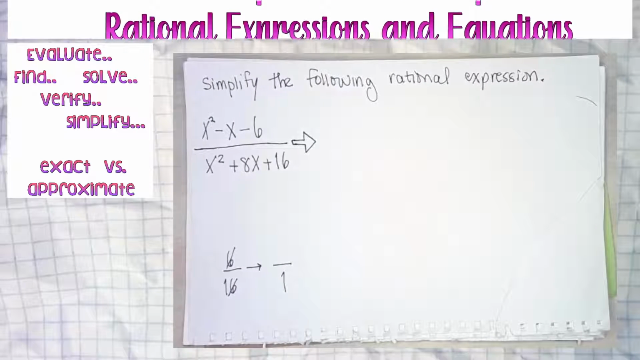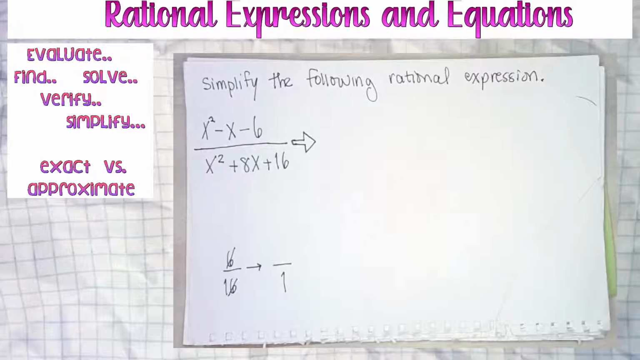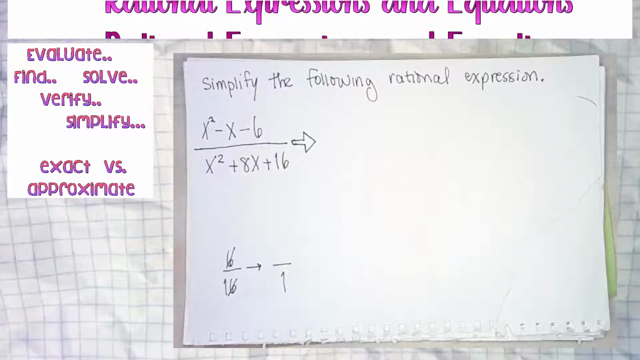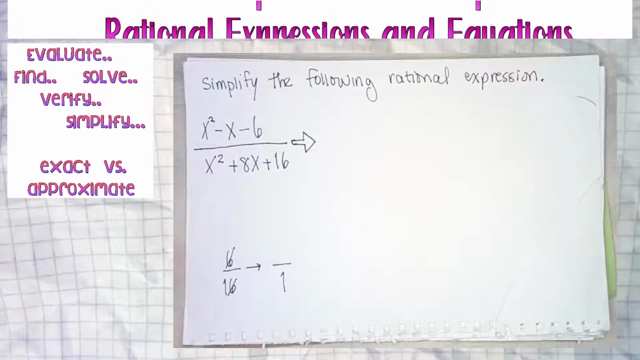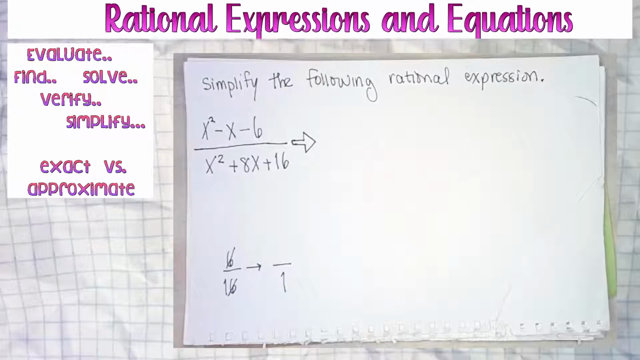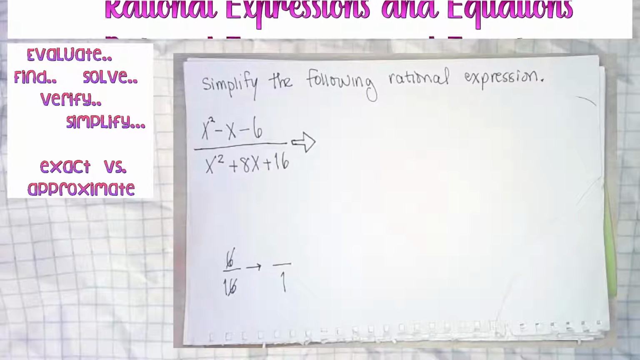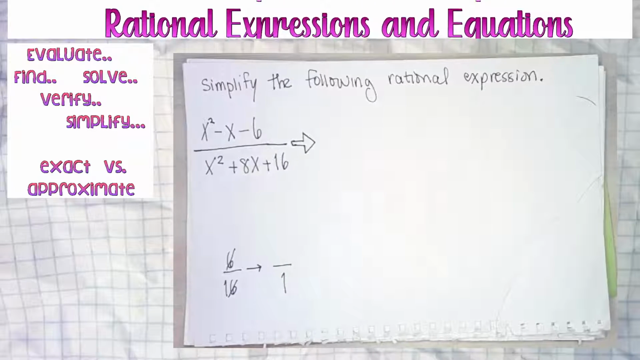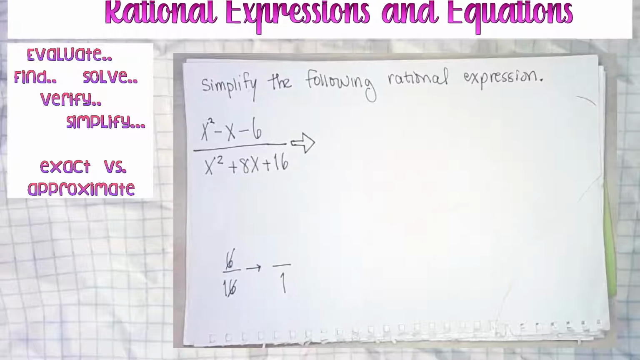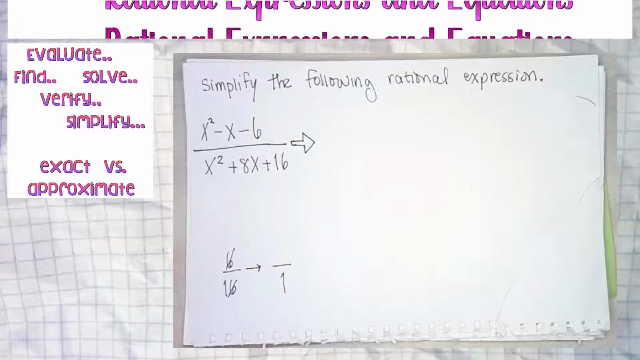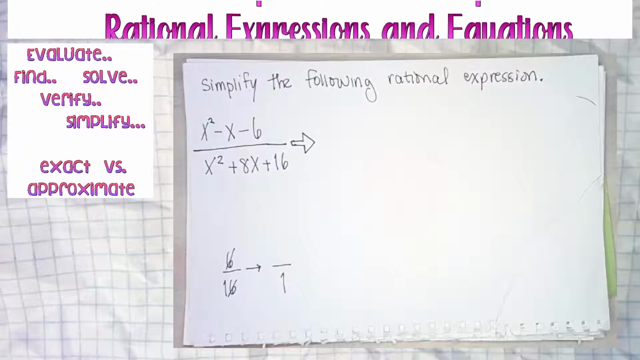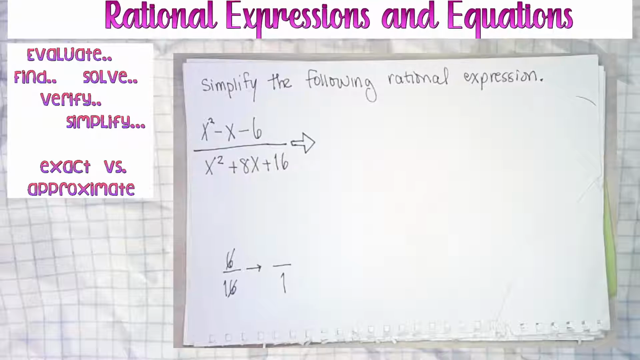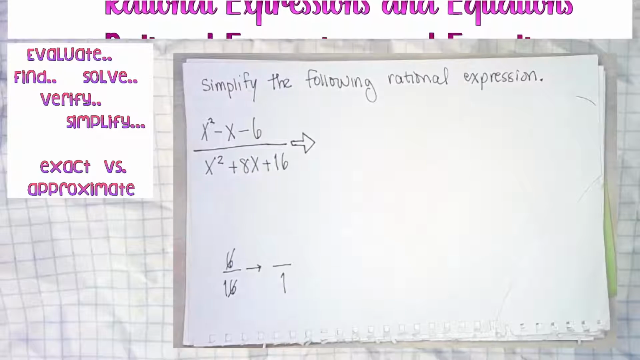Think about this. You cannot just cross out a part of an expression. The numerator 6 is an expression. Just like here, x² minus x minus 6 is also an expression. You can't just say, I'll cross out part of this and part of this. No. Not how it works, okay? So what do we do? We find factors.